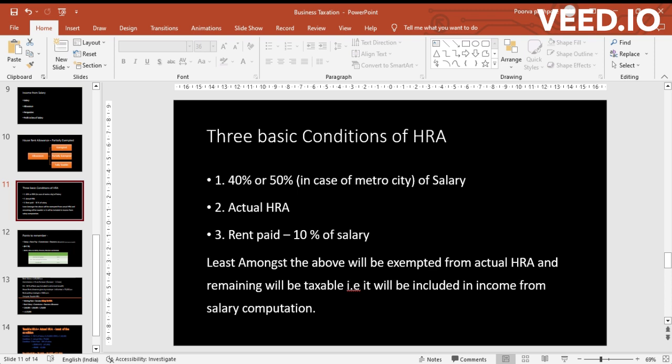So we calculate these three amounts and see whichever is the least among these three, that will be deducted from actual HRA and the remaining will be taxable. For example, let's say the actual HRA paid by the employer is 50,000 and the least among these three conditions is 10,000. Then out of this 50, 10 will be subtracted and the remaining 40 will be taxable.